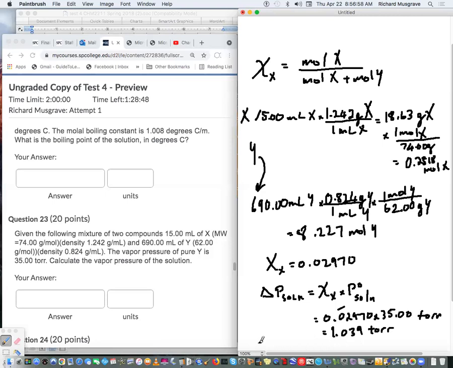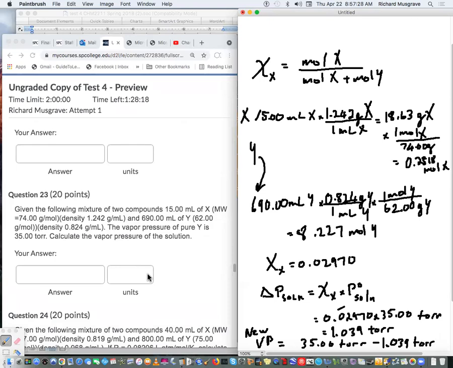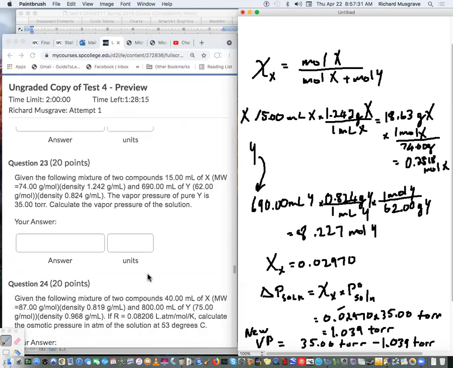Now to get the new vapor pressure, it's always vapor pressure lowering. So the new vapor pressure is going to be 35.00 torr, which was the pure, minus 1.039 torr. And that gives us our answer. All right, does anybody have any questions about that one? About number 23? Okay, let's see how you feel about number 23. Whoops, wrong one.